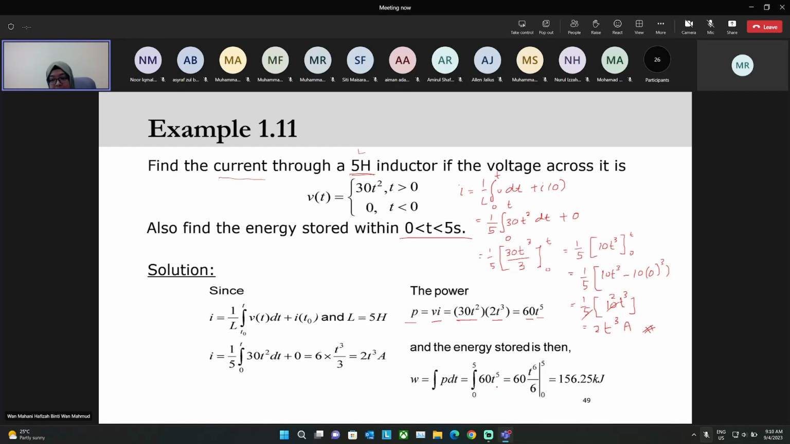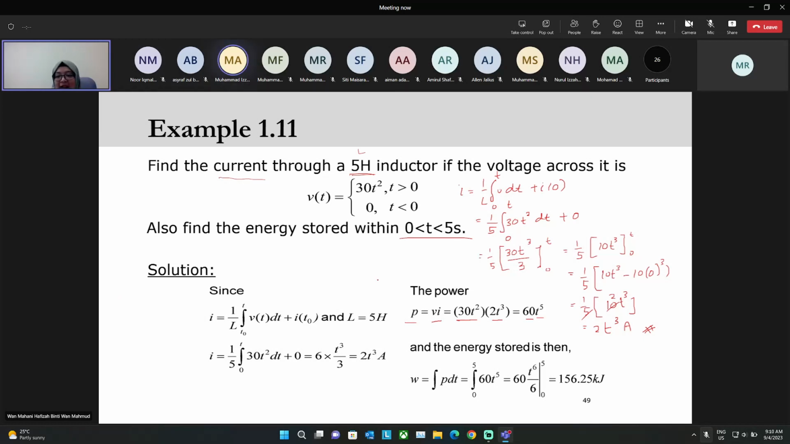0 ke 5 second. So yang you perlu integrate is 60T to the power of 5. Integrate, you akan dapat 60 T to the power of 6 divide with 6. So yang ni dapat 10 T kuasa 6. Ganti dengan upper limit dia 5. Faham ke tak ni? Tak faham ah.